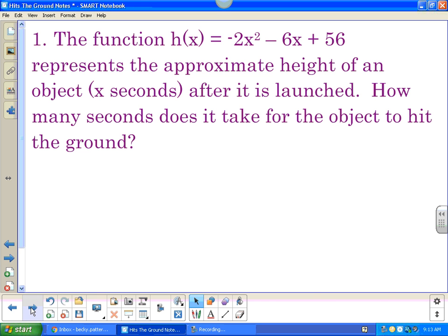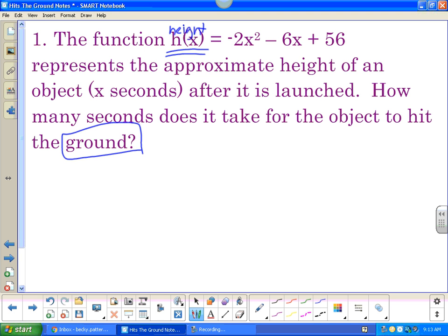So here we go. Number 1, that function represents the approximate height of an object x seconds after it is launched. How many seconds does it take for the object to hit the ground? Well, h of x represents the height. Well, if it's hitting the ground, what is my height? My height is 0. So I take my function and I set it equal to 0. Now all I have to do is solve this.